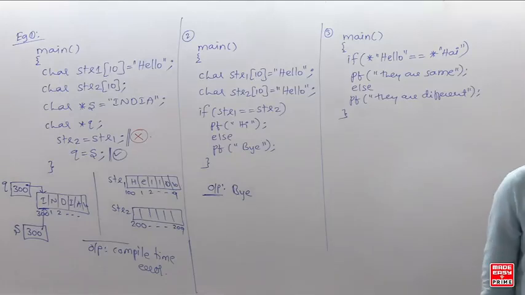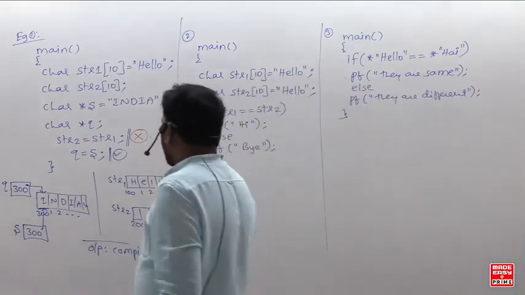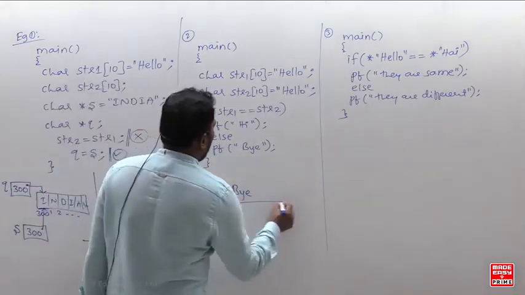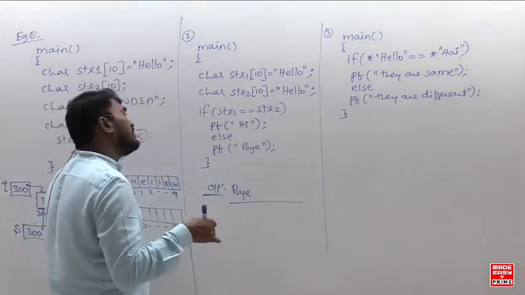Munibali, very good, beta. Very good explanation you are writing. Excellent. Now understand here. We are comparing the base addresses of the two different strings.